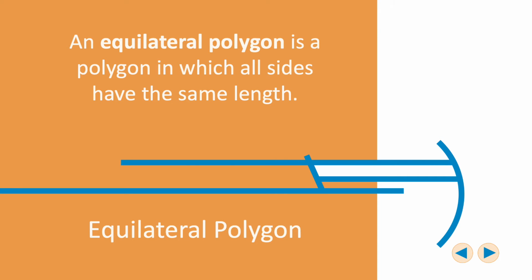An equilateral polygon is a polygon in which all the sides have the same length. So I mentioned yesterday the equilateral triangle. That meant all of the sides of that triangle were the same length. And we have that for obviously other polygons, the pentagon and octagon and other polygons that we have.